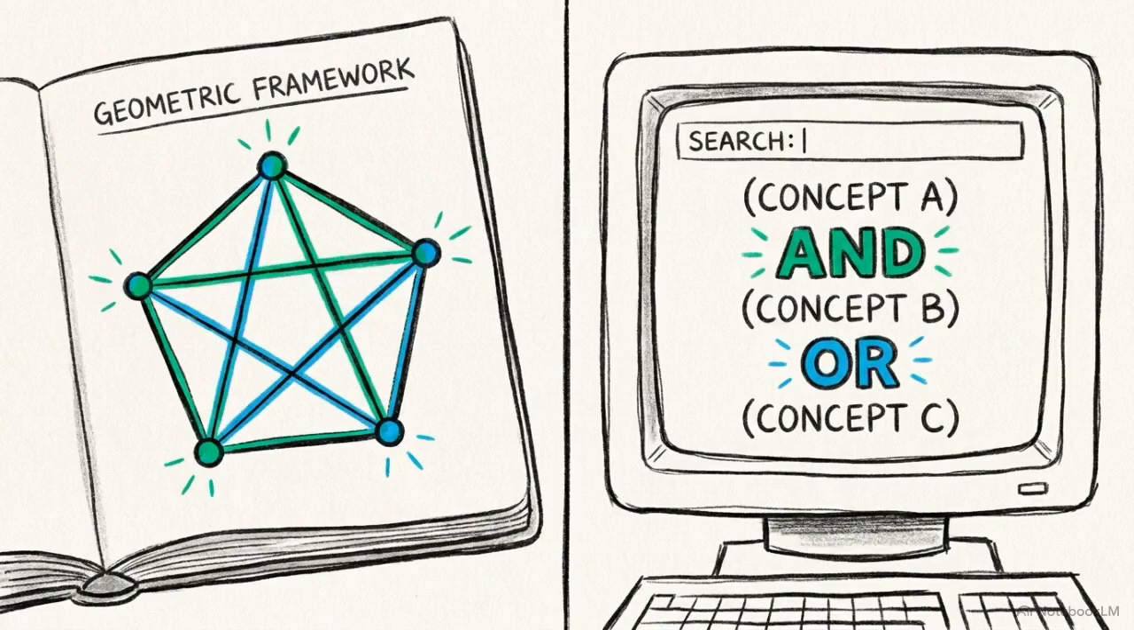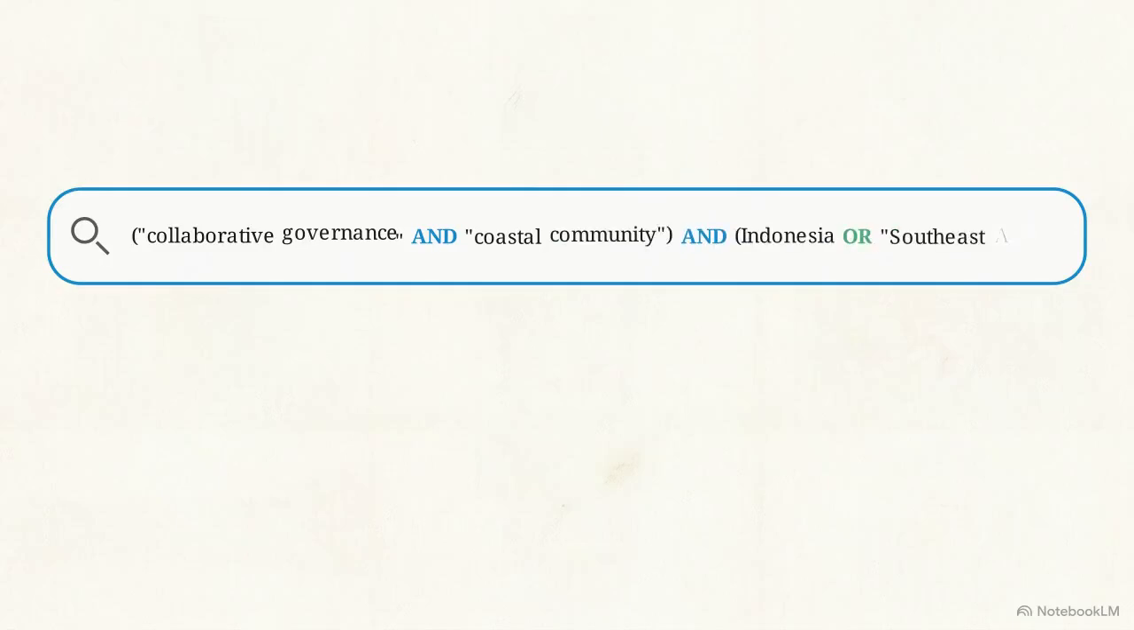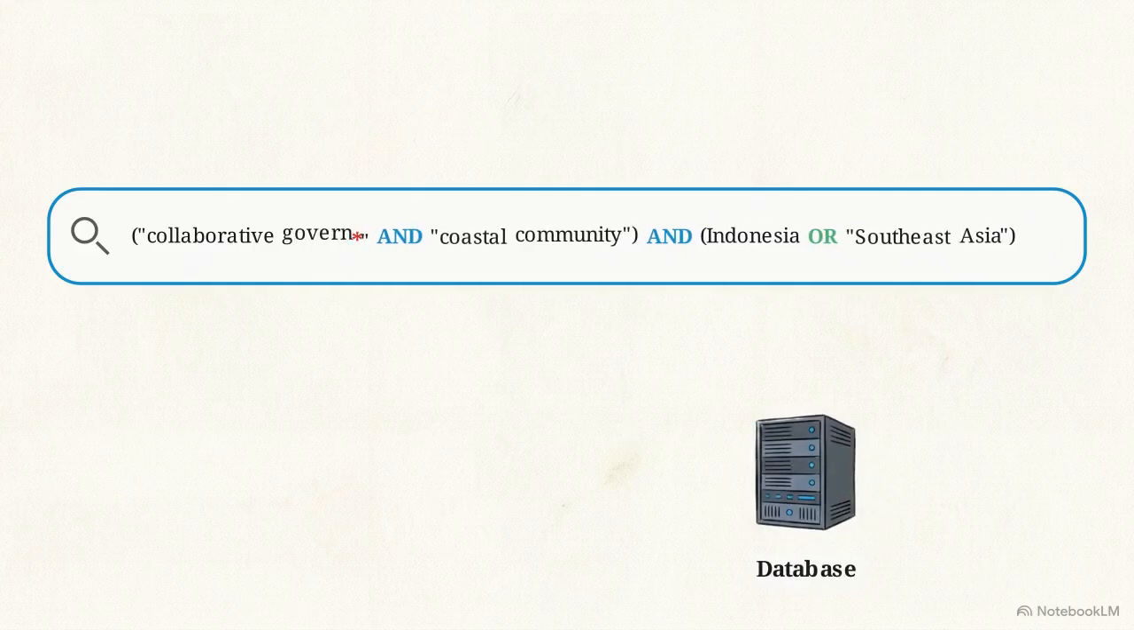Academic databases cannot understand abstract concepts. You have to translate your framework into algorithmic logic that the machine can read. We use Boolean operators. AND requires both concepts, narrowing results, while OR finds synonyms, broadening your net. Wildcards capture variations. govern* pulls up governance, governing, and government simultaneously.